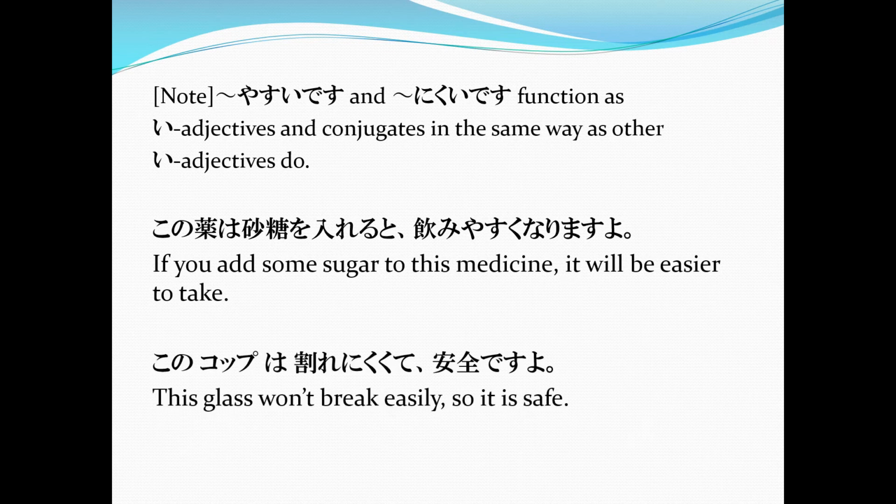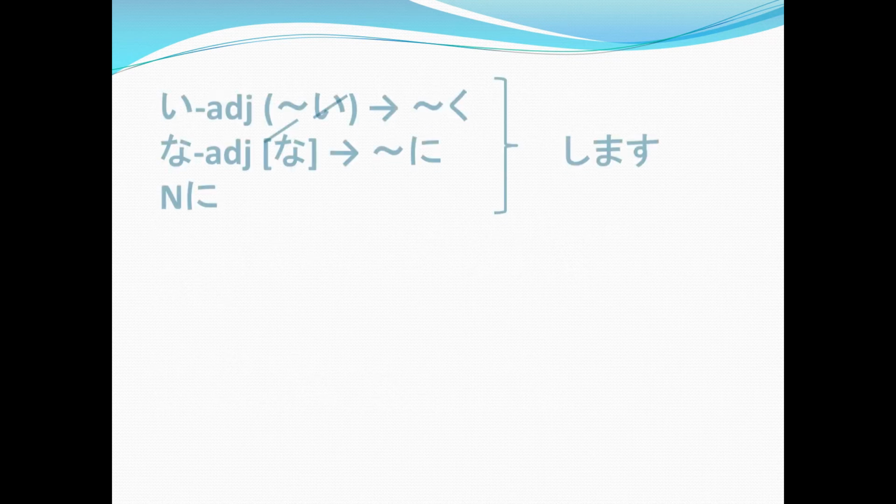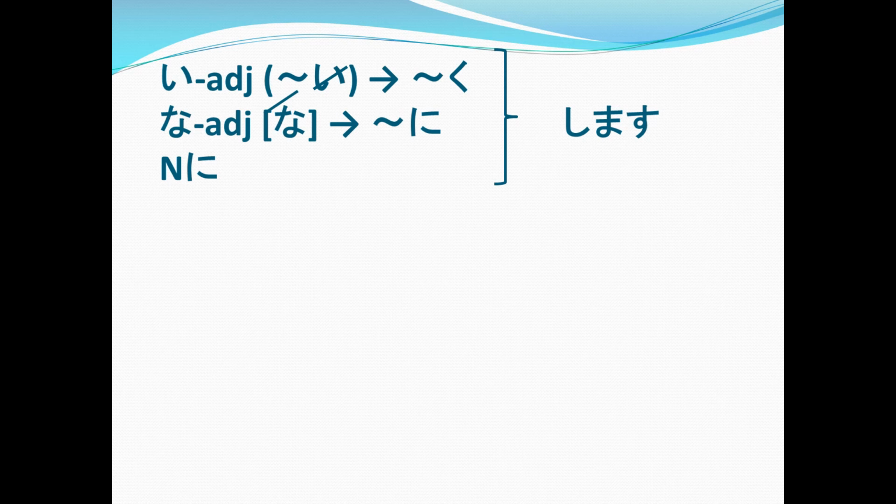Another example. このコップは割れにくくて安全でしょう。This glass won't break easily, so it's safe to use. So from 割れにくい, because you wanted to add another adjective in the sentence for the cup, it became 割れにくくて and then 安全でしょ。So this glass won't break easily, so it's safe. Now, I have another sentence pattern here for you.